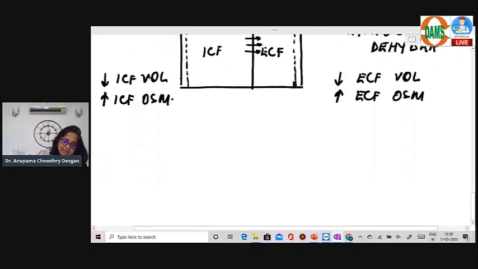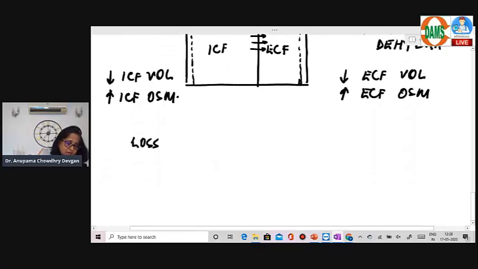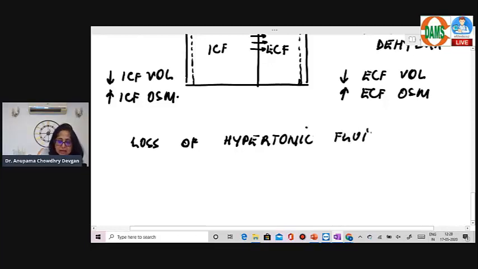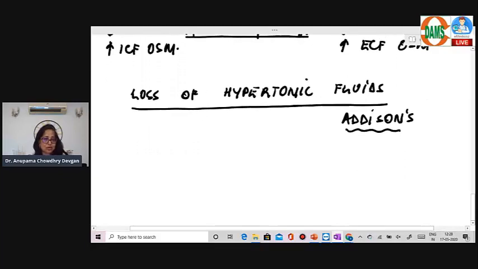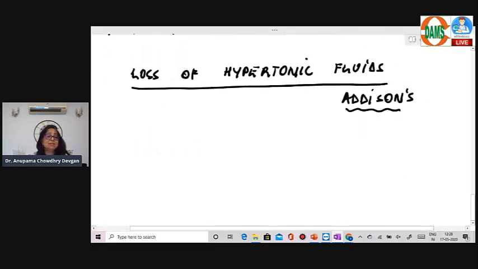Now, let's see next is loss of hypertonic fluids. A typical example of loss of hypertonic fluids is Addison's. In Addison's disease, there is more loss of solutes, less loss of water. So concentrated urine. Addison's means mineralocorticoid deficiency. So loss of hypertonic fluids.